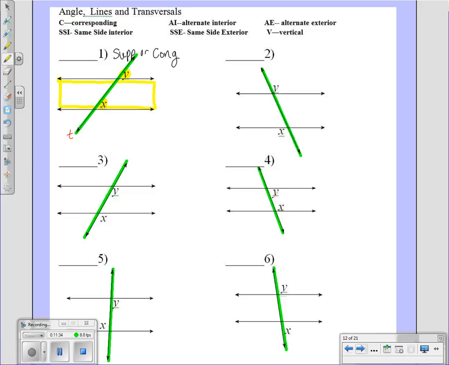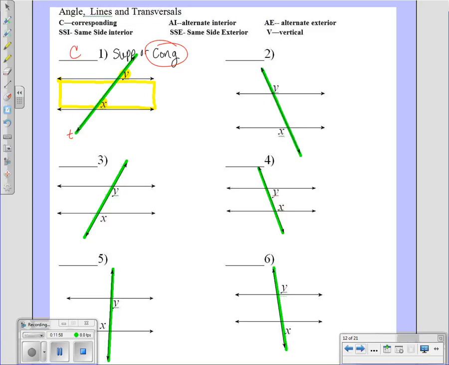Well, when I look at my interior, I notice, hey, Y is on the outside, X is on the inside. That tells me it's not same side interior, it's not same side exterior. So the only thing it can be then is the corresponding angles, because they're on the same side, but they're not interior or exterior. And in what we just went over, corresponding angles are congruent.